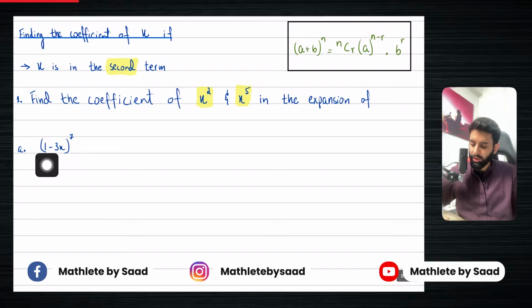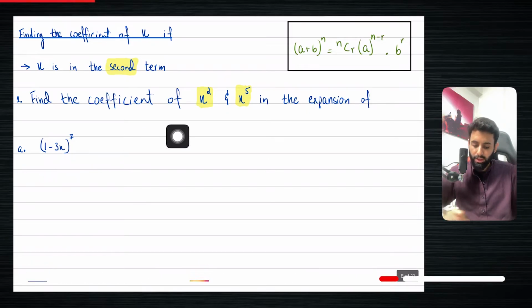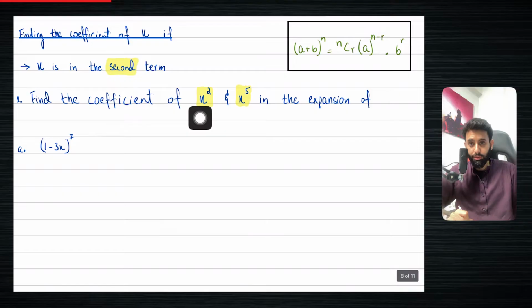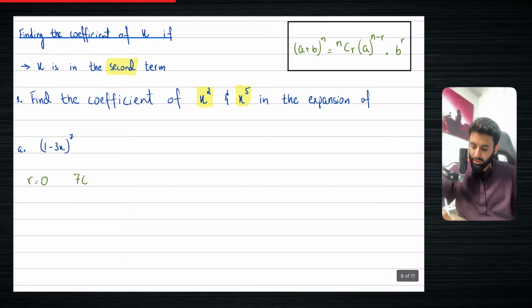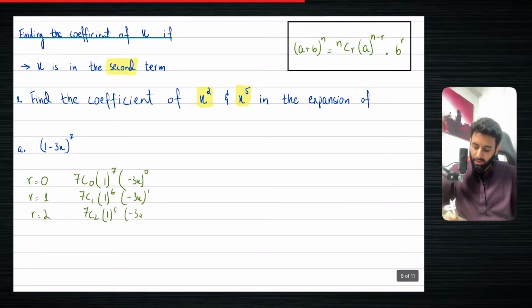So if you look at this question over here, it's (1 - 3x) to the power 7. And it's the same question: you have to find the coefficient of x squared and the coefficient of x^5. Okay, so if I start expanding this, then immediately we discover a pattern. We start with r equals 0, of course. So 7C0, 1 to the power 7 minus 0, which is 7, and (-3x) to the power 0. Okay, let's take r equals 1, which means 7C1, 1 to the power 6, (-3x) to the power 1. And then we have r equals 2, which means 7C2, 1 to the power 5, (-3x) to the power 2.